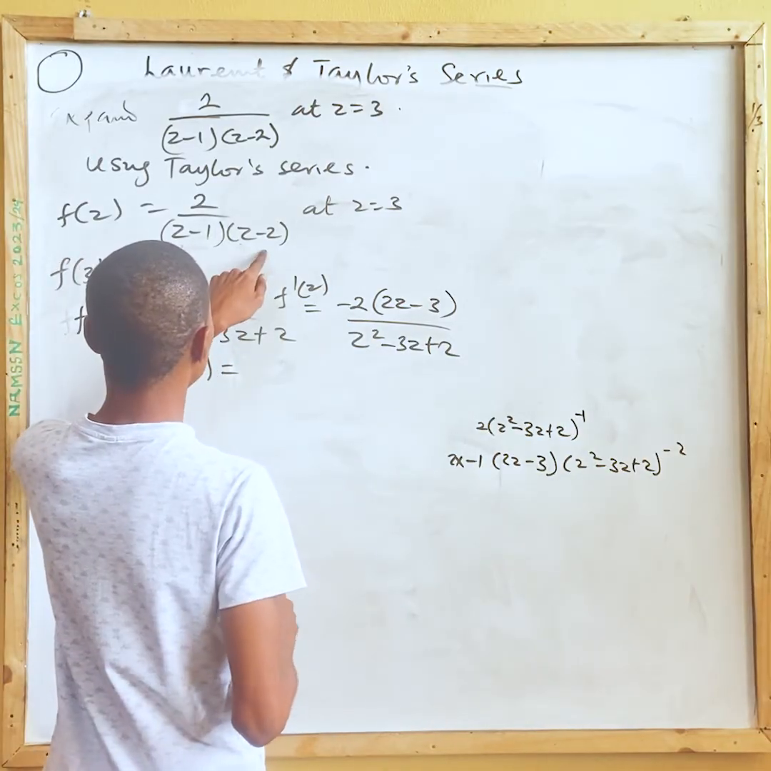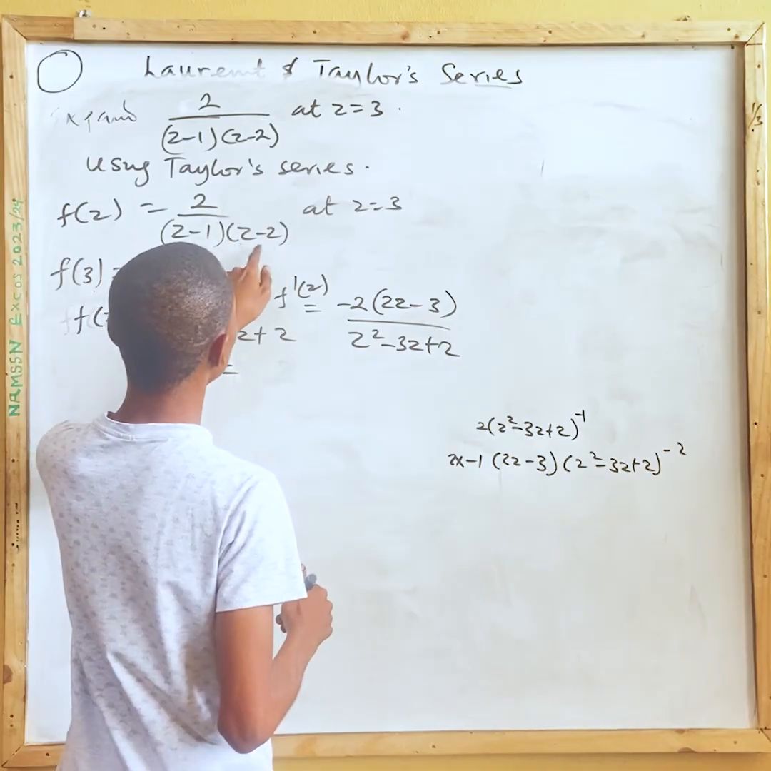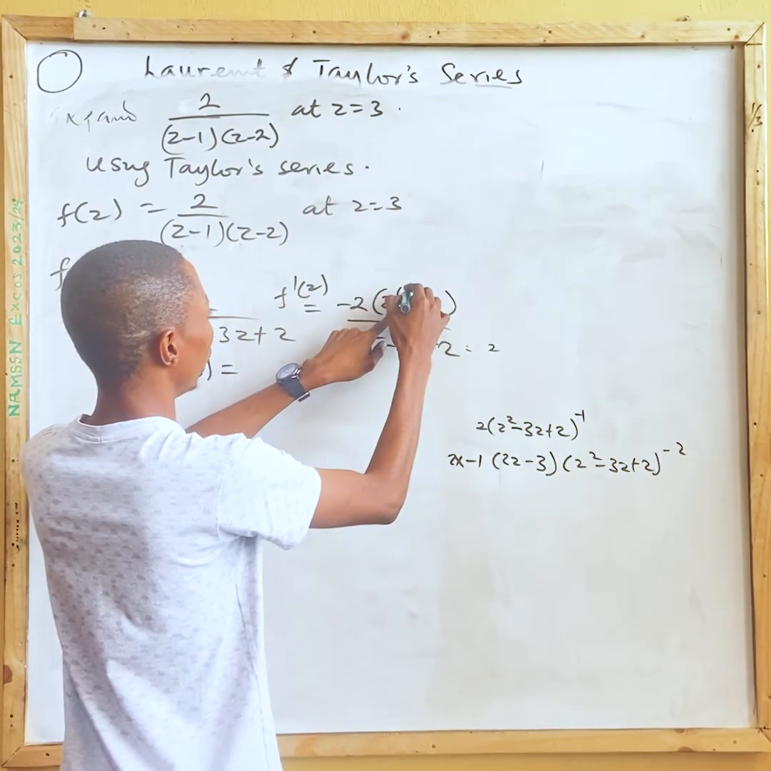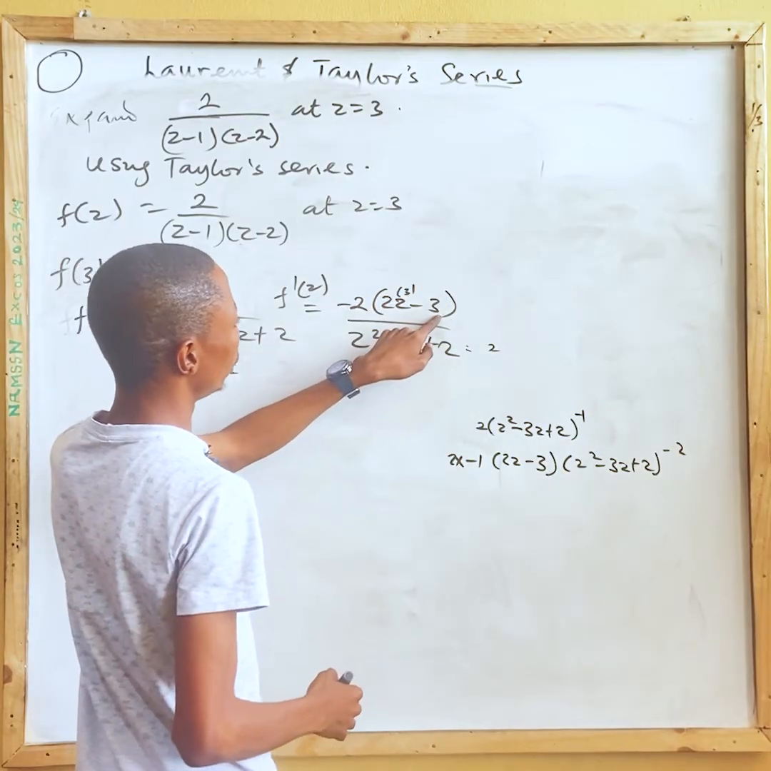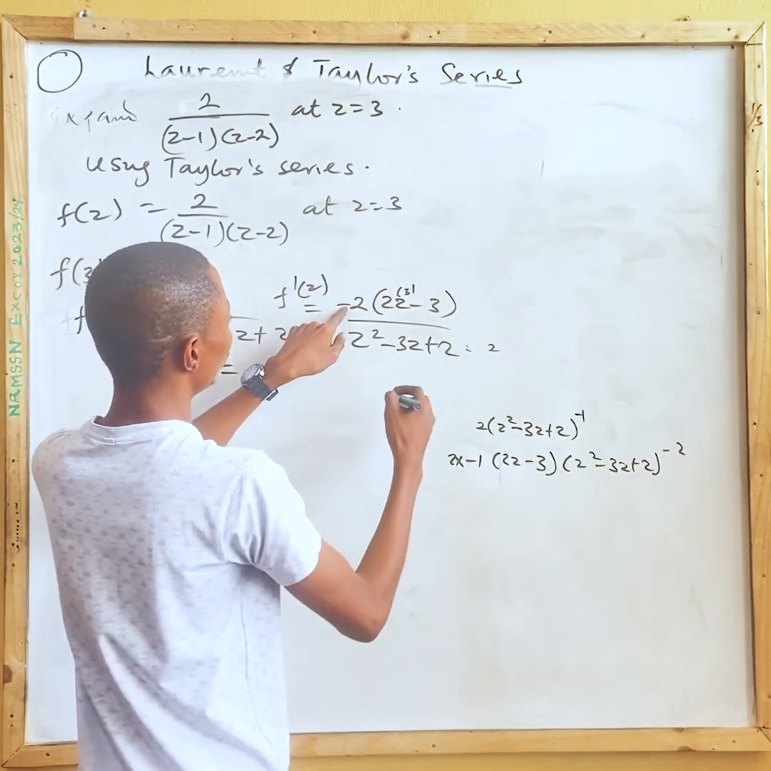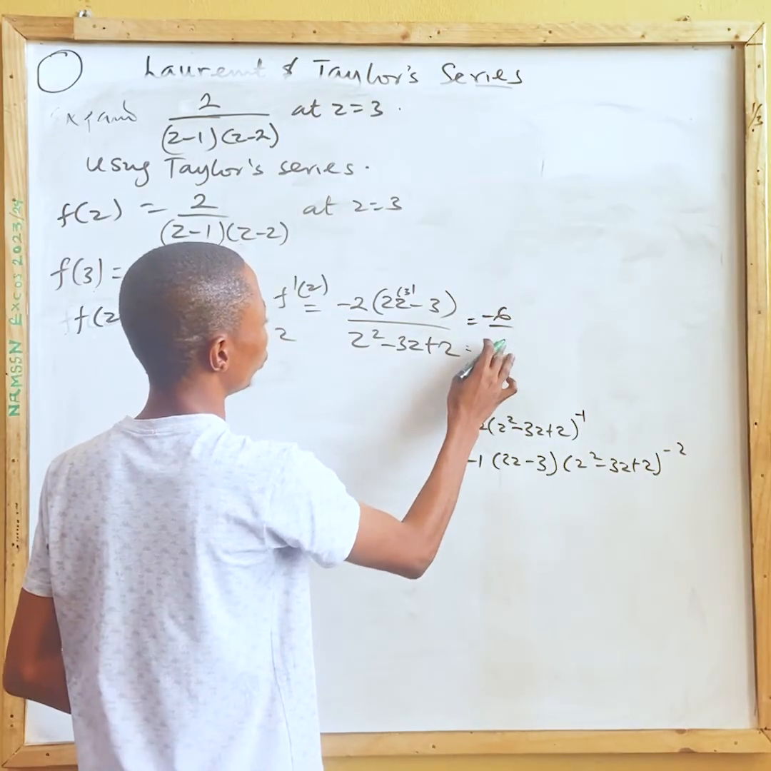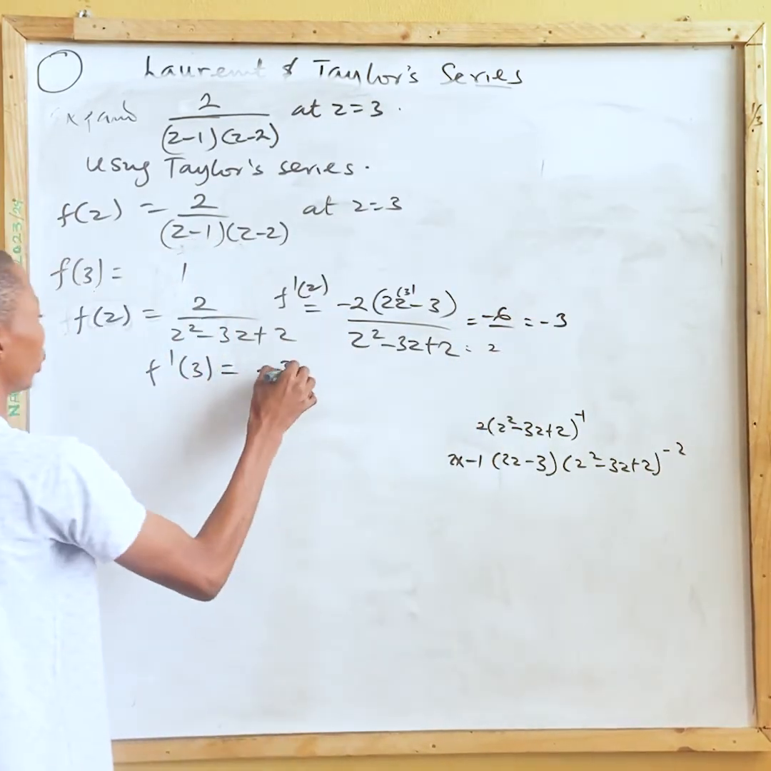Already, if I put 3 here, I'll get 3 minus 1, 3 minus 2. That's 2. Everything here is 2. If you put 3 here, 2 times 3, 6, 6 minus 3, 3. 3 times minus 2, minus 6. So we are going to have minus 6 over 2. That's minus 3.